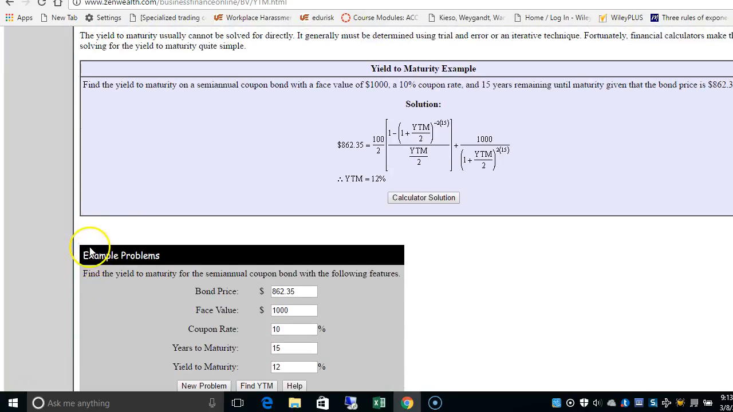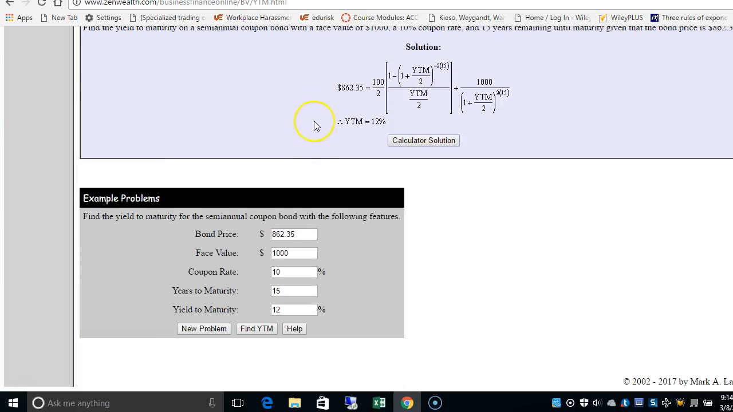So here's a yield to maturity problem. Essentially, this is the formula, which is obviously much more complex for the average person to do, and even the calculator solution, a financial calculator, is complex as well, punching in a lot of numbers. So basically, the internet makes things very easy for us. So find the yield to maturity for a semi-annual coupon bond.